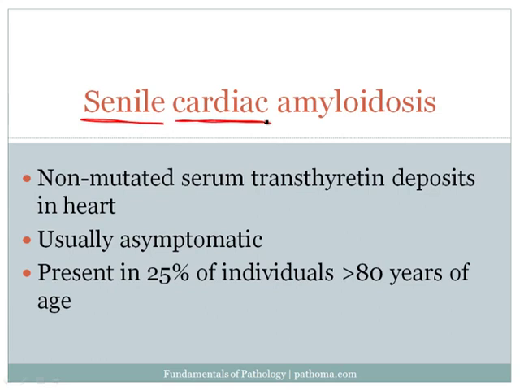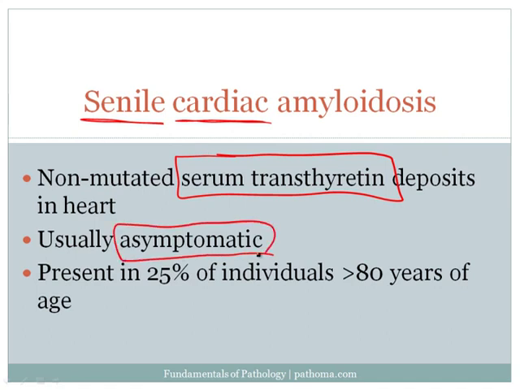It is important for examination purposes to know what the amyloid is in this particular circumstance. It is non-mutated serum transthyretin. You'll see why I'm highlighting the non-mutated part in a moment. Serum transthyretin is the second most common protein within the blood, and this protein over very long periods of time can eventually deposit, particularly in the heart, resulting in senile cardiac amyloidosis. This would be asymptomatic. That's important. And it would be seen in the elderly. In fact, it's relatively common, present in about 25% of individuals over the age of 80.